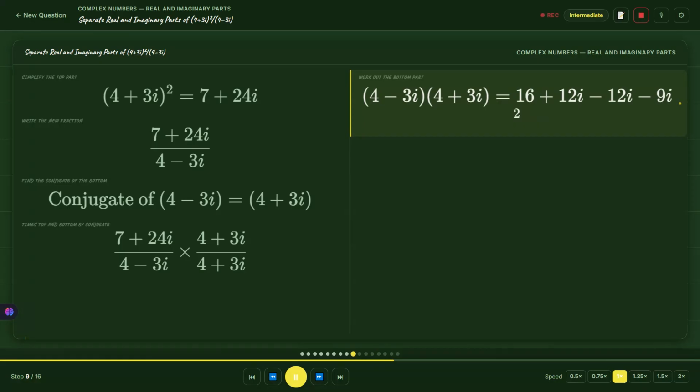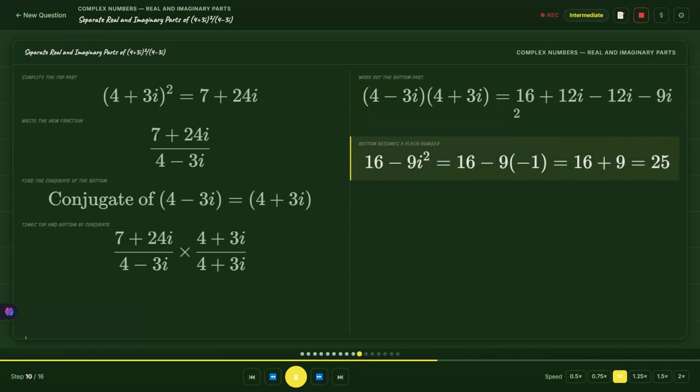Let's do the bottom first because it's easier. We open the brackets. The 12i and -12i cancel each other out. That's the whole point of using the conjugate. Since i squared is -1, we get 16 take away -9, which is 16 plus 9. That gives us 25. The bottom is now just a plain number with no i. Perfect.